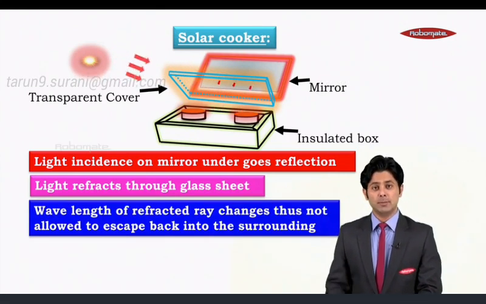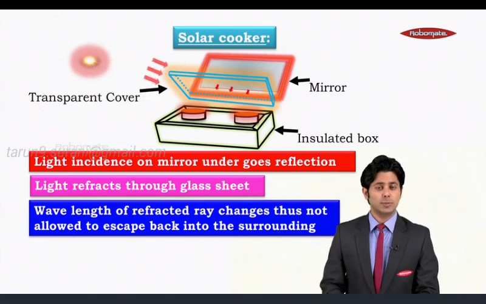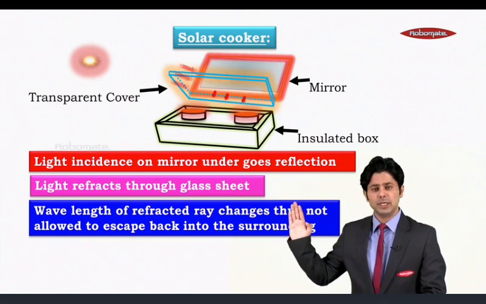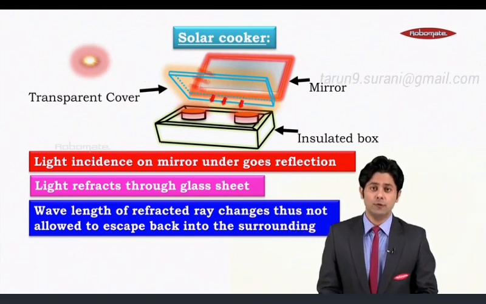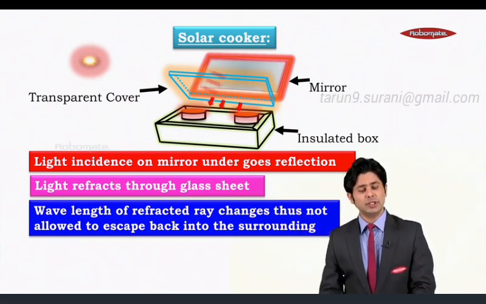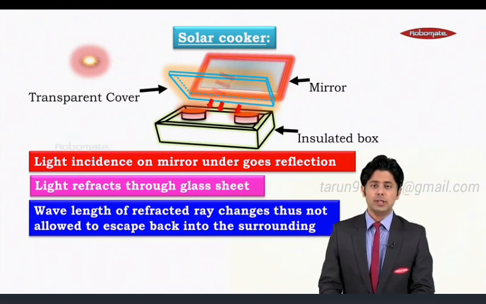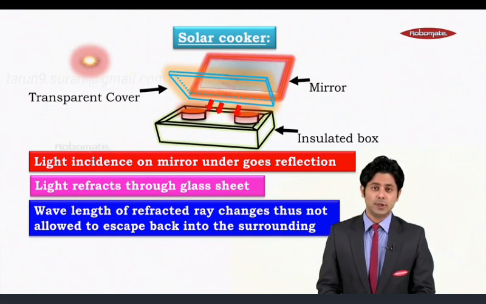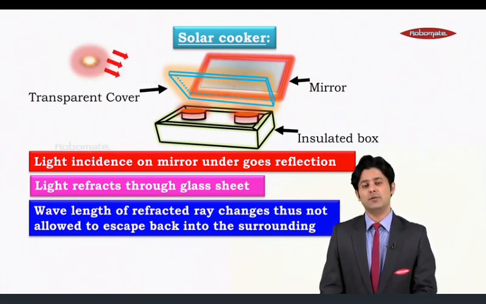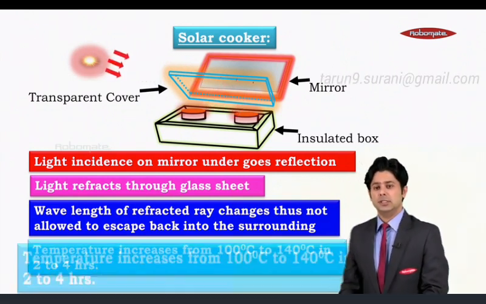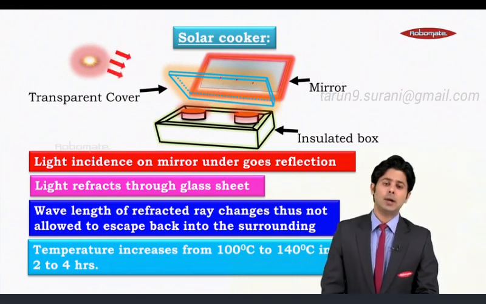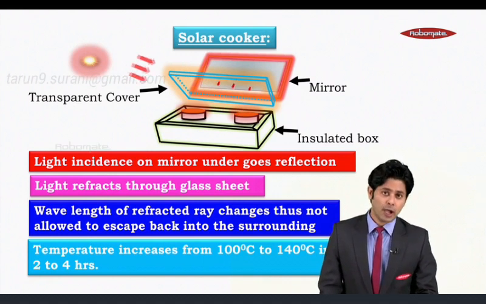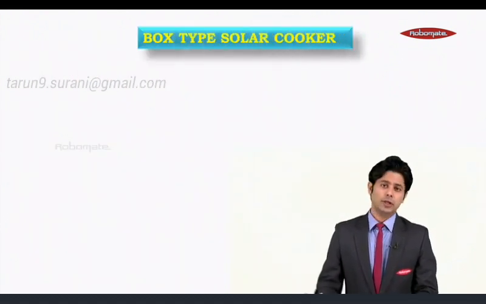Moving to the next one, this is the most important point, students. It says when light passes from one optical medium to another, there is a change in wavelength, and because of this change in wavelength, it is not allowed to escape back into the surroundings, which is responsible for the greenhouse effect or the heating effect. And as a result, the temperature increases to 100 to 140 degrees Celsius in 2 to 4 hours, and the food can be cooked.